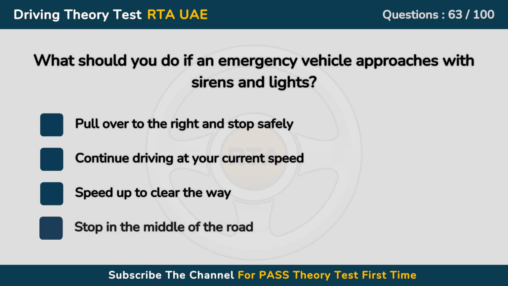Question 63. What should you do if an emergency vehicle approaches with sirens and lights? A. Pull over to the right and stop safely. B. Continue driving at your current speed. C. Speed up to clear the way. D. Stop in the middle of the road.